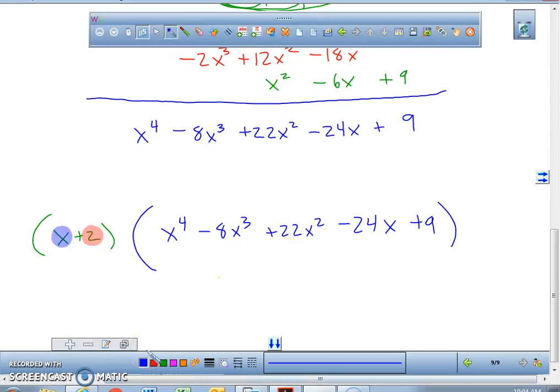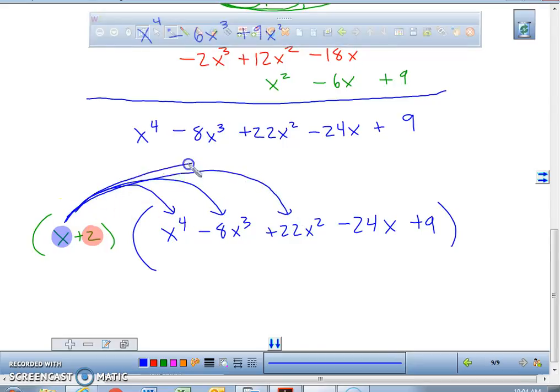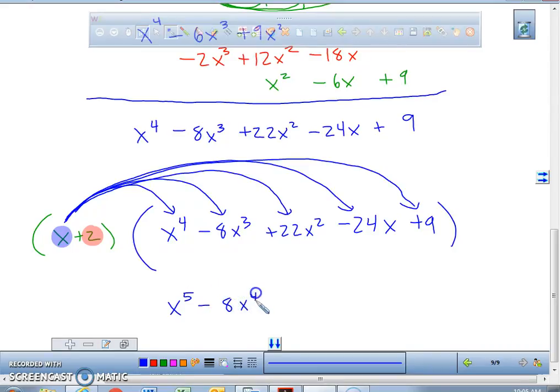The hardest part is all we have to do is take an x and multiply it into every single term of this long quartic polynomial. All right? So in blue, what are we going to have? X to the what? X to the 5th, good, minus 8x to the 4th, plus 22x cubed, minus 24x squared, plus 9x. That's not that bad. We're just distributing this x into every single term.